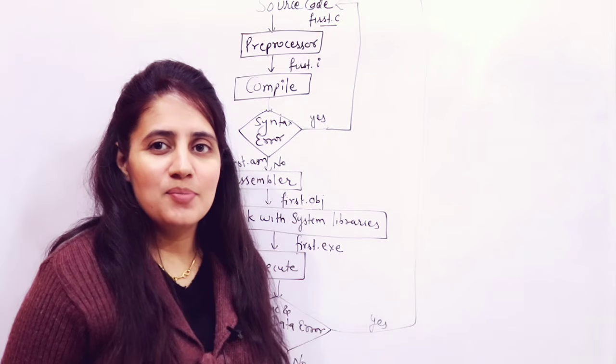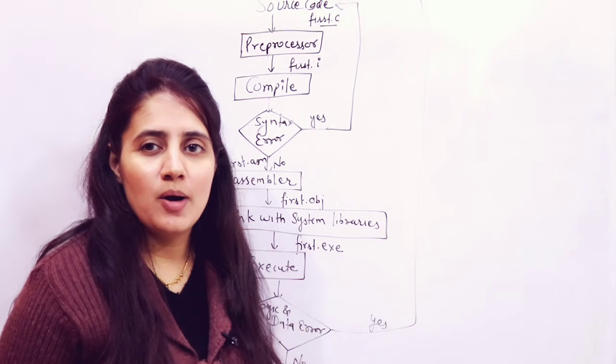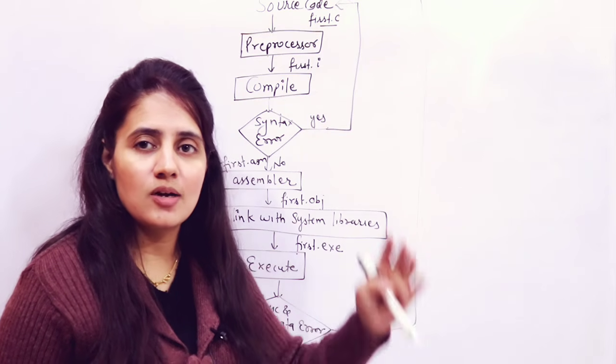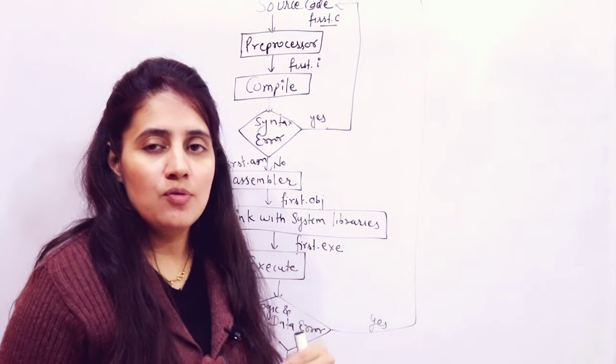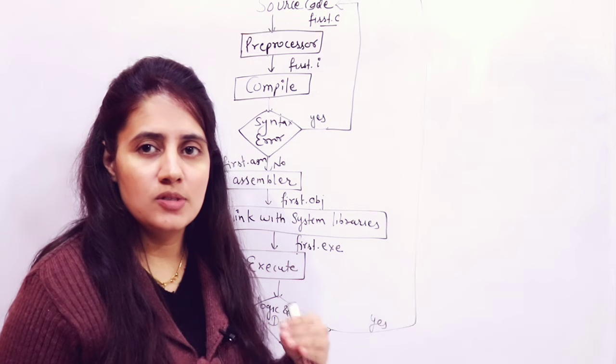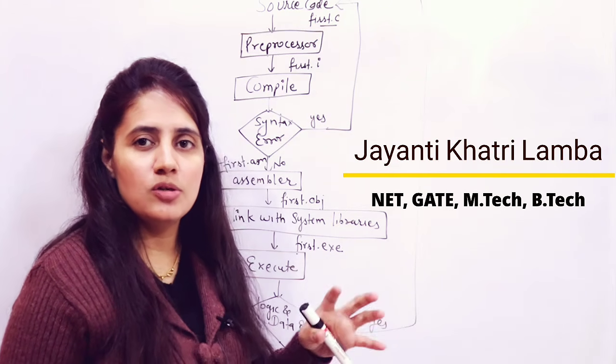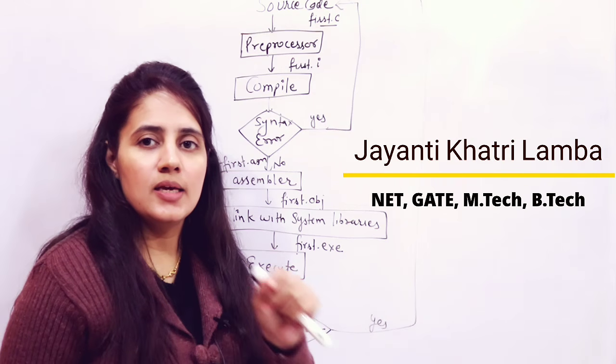So in the series of learning programming in C, today I am going to talk about the execution process of a C program. In the previous video I discussed the structure of a C program, but now we will see the execution process of a C program. I have discussed the model of execution here: translation, linking and loading.